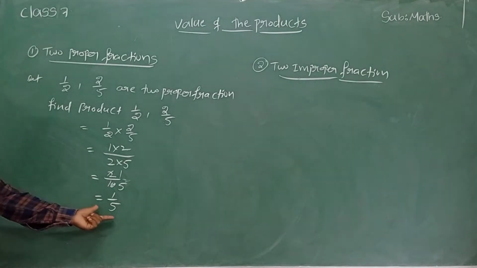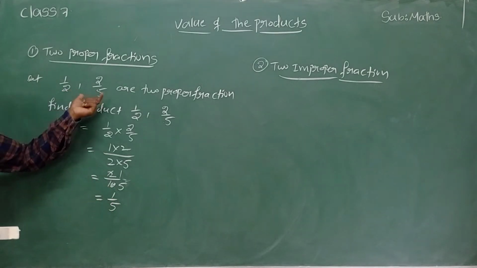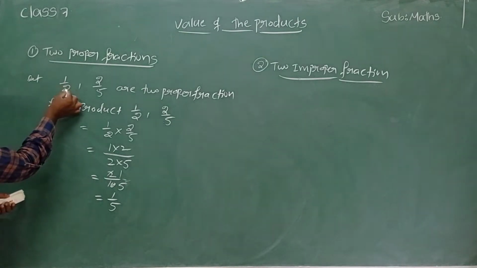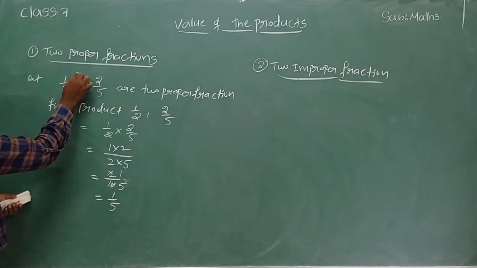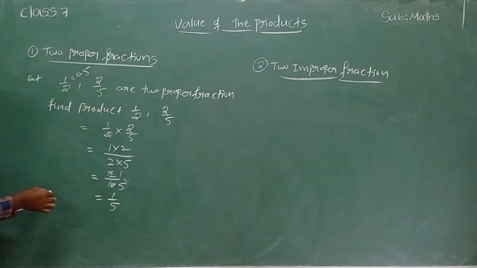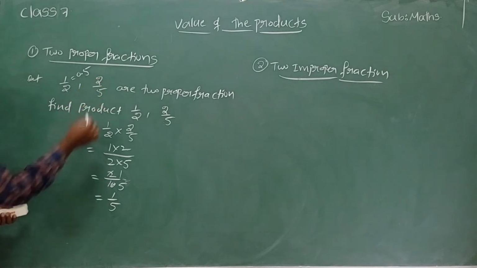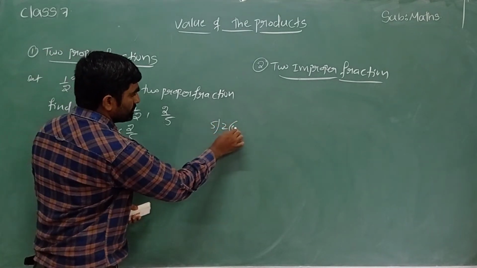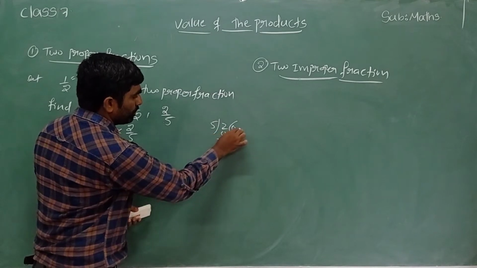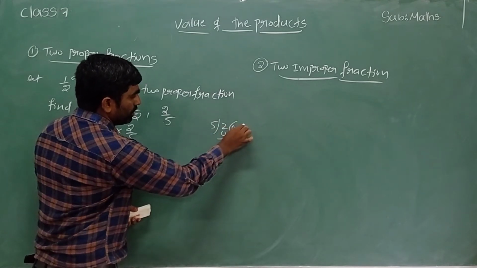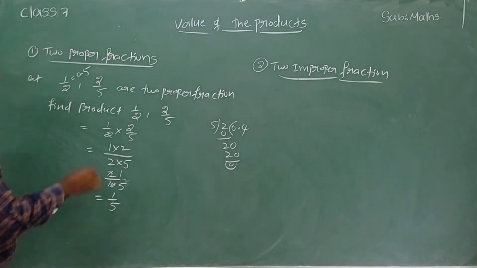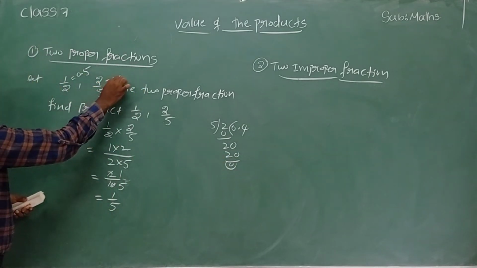Now tell me, is that 1 by 5 more than each fraction or less than each fraction? Think about it once. What is the decimal form of 1 by 2? Half, 0.5. What is the decimal form of 2 by 5? You can go for division also if you don't know this. 5 0s are 0. Decimal point, we take 0 here. 5 4s are 20. How much did I get? 0.4. 2 by 5 is 0.4.